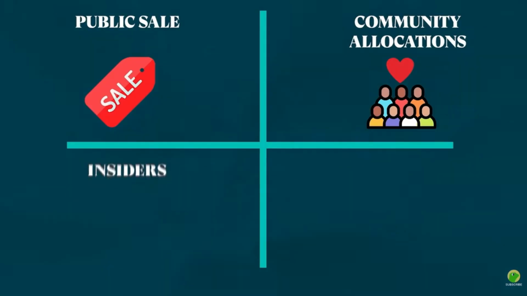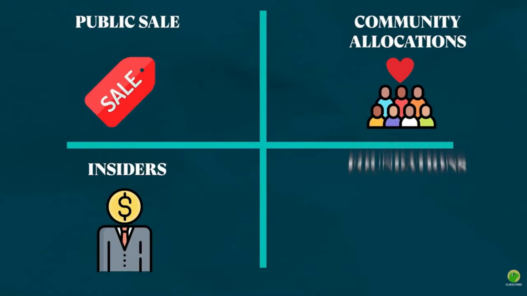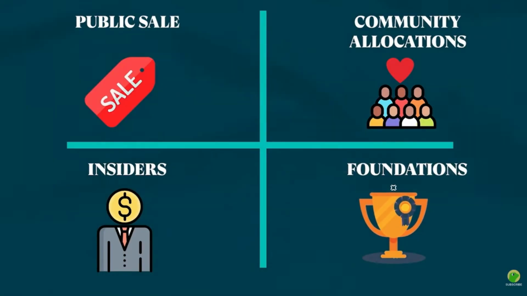The third allocation category involves insiders. These are the people who have a vested interest in the success of the company. In return, they receive a lot of the company's share. Then fourth, other tokens may be allocated to foundations, grant pools, and other rewards that are given out to the people who participated in the community.